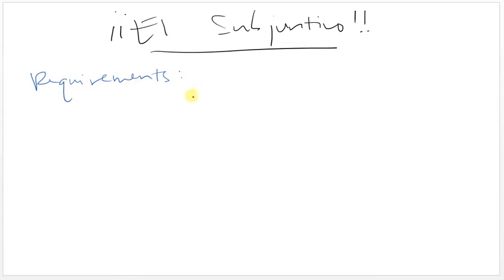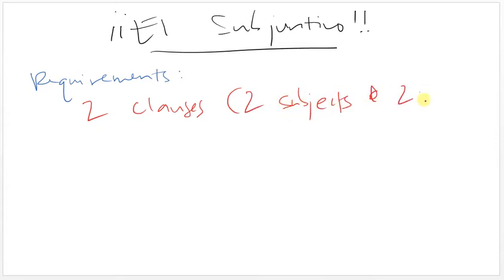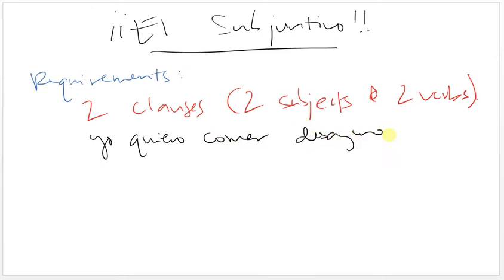So, general requirements for the subjunctive. Remember that you almost always have to have two clauses, which means you have to have two subjects and two verbs. For example, if I said I want to eat breakfast, then I would say yo quiero comer desayuno. I only have one subject. I want to eat. So we use the full infinitive.